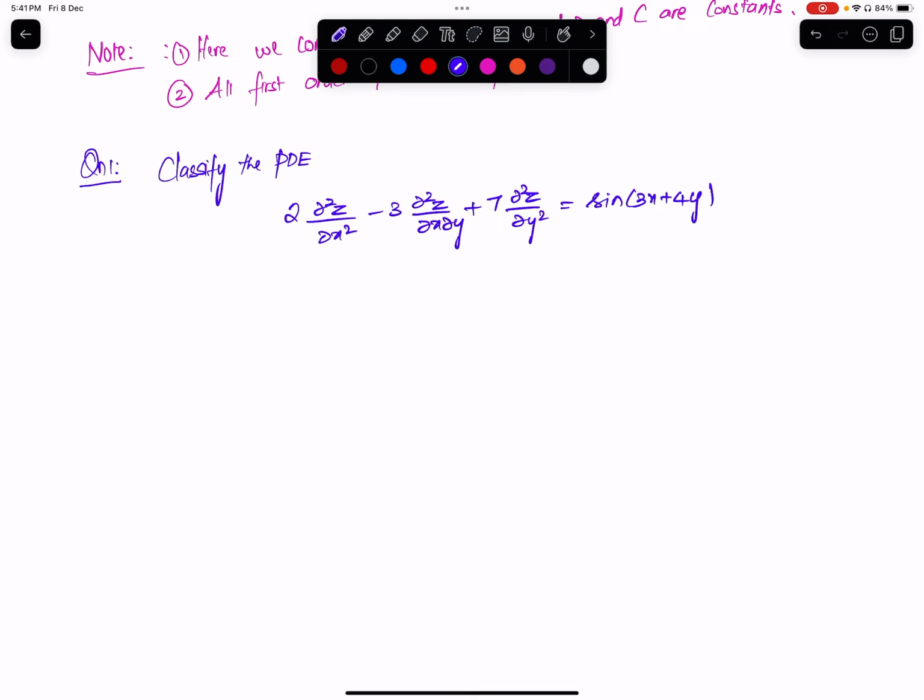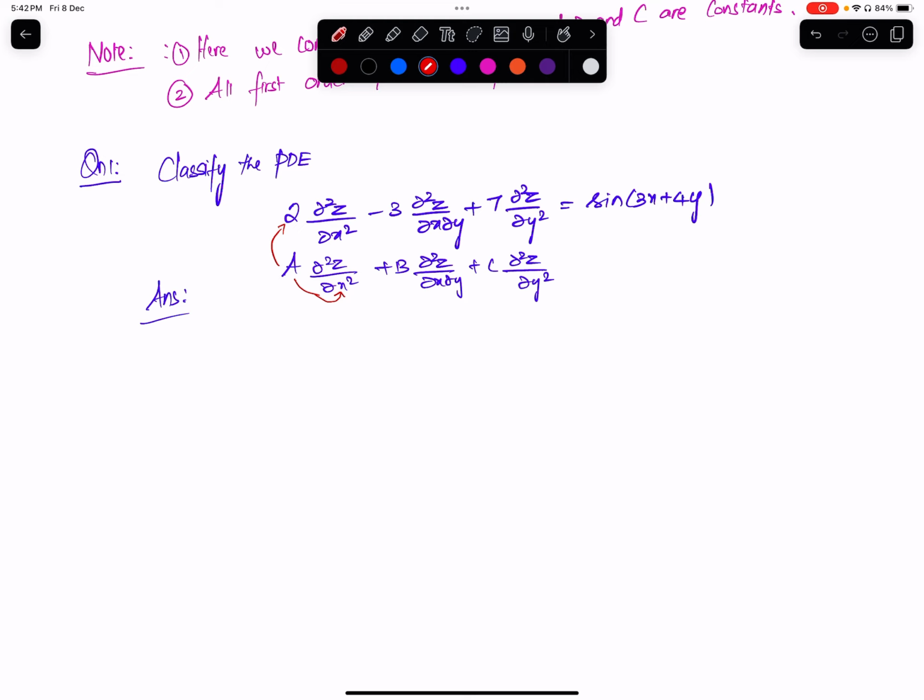So it's a very simple question. What you have to do is just compare with this form: A ∂²z/∂x² plus B ∂²z/∂x∂y plus C ∂²z/∂y². You have to compare the coefficients of these given partial derivatives. Don't forget, A is the coefficient of ∂²z/∂x².